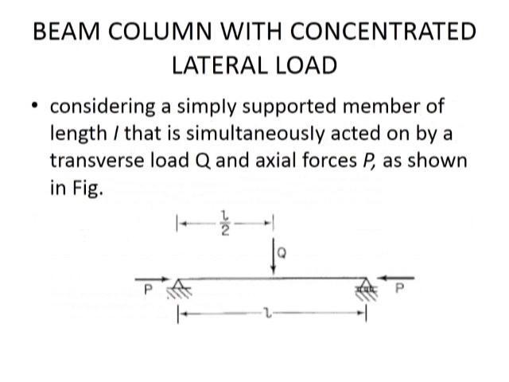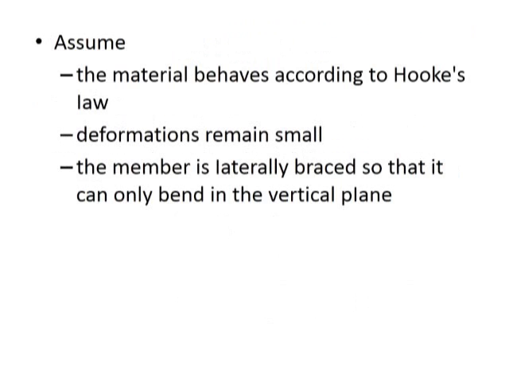Now we'll go for the beam column with concentrated lateral load. First of all, let us consider a simply supported member of length L, which is simultaneously acted on by a transverse load Q and axial force P, as in this figure. The assumptions we make in this derivation are that the materials behave according to Hooke's law, deformations remain small, and the member is laterally braced so that it can only bend in the vertical plane.